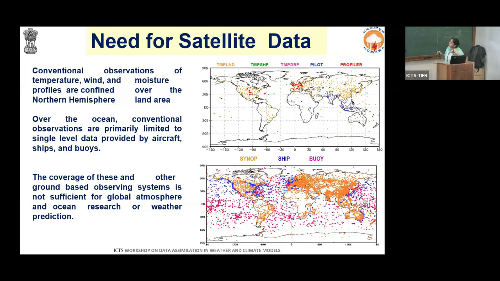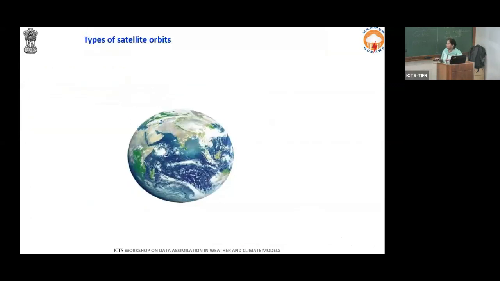Even if we have information from the upper air observation, at multiple pressure levels in the atmosphere, it is very much confined over land and over the northern hemisphere. But for the surface observation, the limitation is that it is limited to the surface level only. So for data sparse regions, remote regions and over the ocean, we need more data.